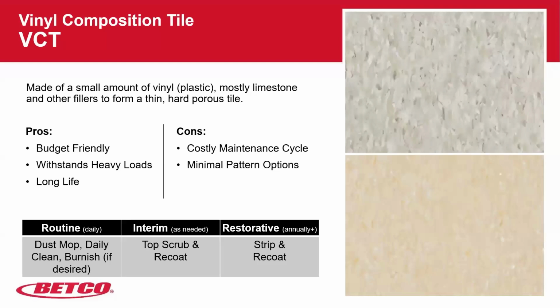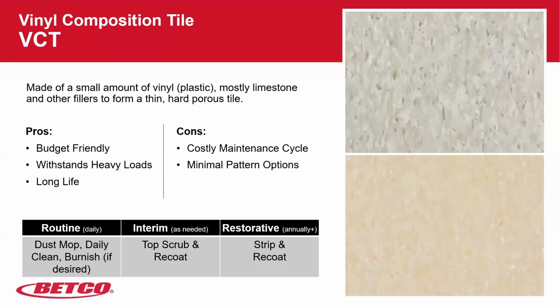All right, let's talk a little bit about the substrates that we've got. VCT, everybody's familiar with VCT, 12 by 12 tile. It all looks very, very similar. That's one of the cons about VCT, there's not a lot of design options. You see a couple of pictures there, but the benefit is it has a long life. It withstands a lot of heavy loads, heavy traffic. It's very budget friendly.